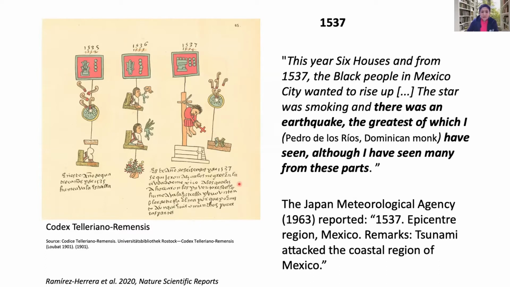And in this representation, they indicate the year, 1537. That was the year they called 6 Houses, and they made a description that there was an earthquake, and they basically provide all the details of the event. And we found later that this record in Japan indicated a tsunami, but apparently the record from Japan is wrong. So we know there was an earthquake, but we weren't sure about the historical record for the tsunami.